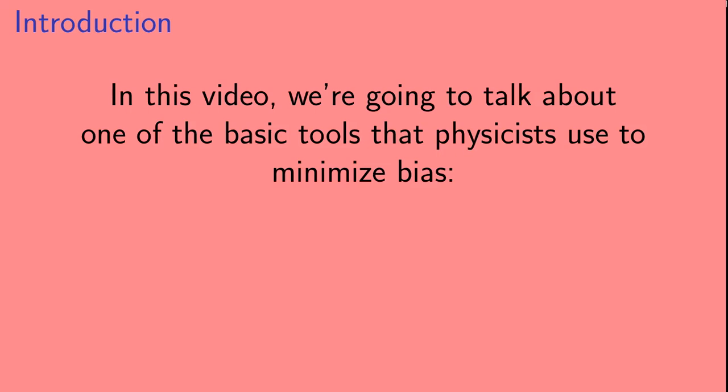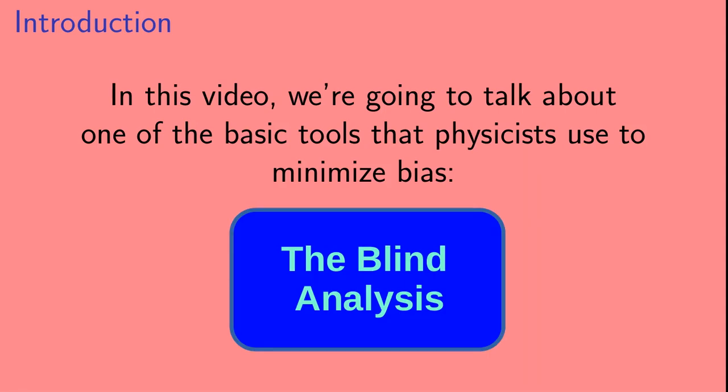So here we're going to talk about one of the basic tools physicists use to minimize bias: the blind analysis. You might have heard about blind analyses in the context of the recent measurement by the Fermilab Muon G-2 experiment. If not, you might want to check out a video they made on the topic, the link to which is in the upper right corner and in the video description below.